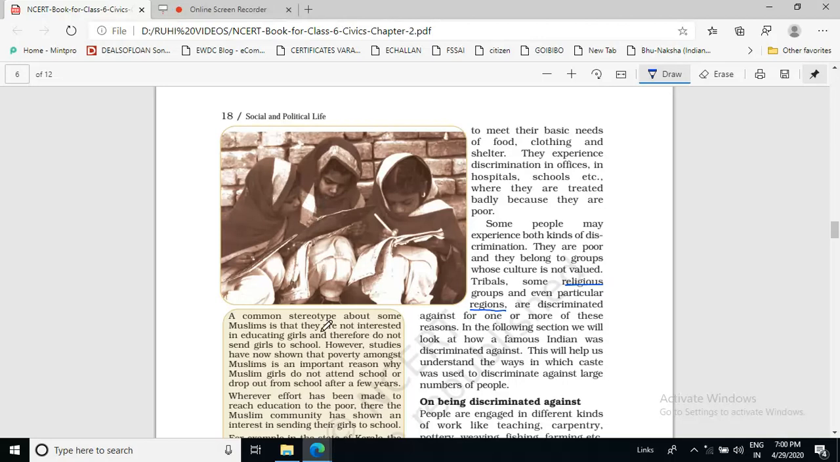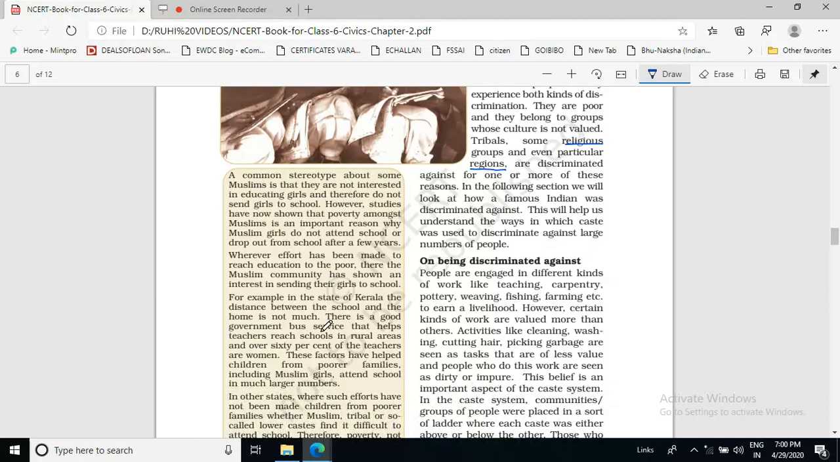Now we will have a look at the information which is given in the box. A common stereotype about some Muslims is that they are not interested in educating girls and therefore do not send girls to school. So there is a stereotype. We have created an image about the Muslim community that the people who belong to the Muslim religion don't want their girls to be educated, and because of this, they don't send their girls to school. This is a stereotype. It means we have created this image about the Muslim community. This is not true.